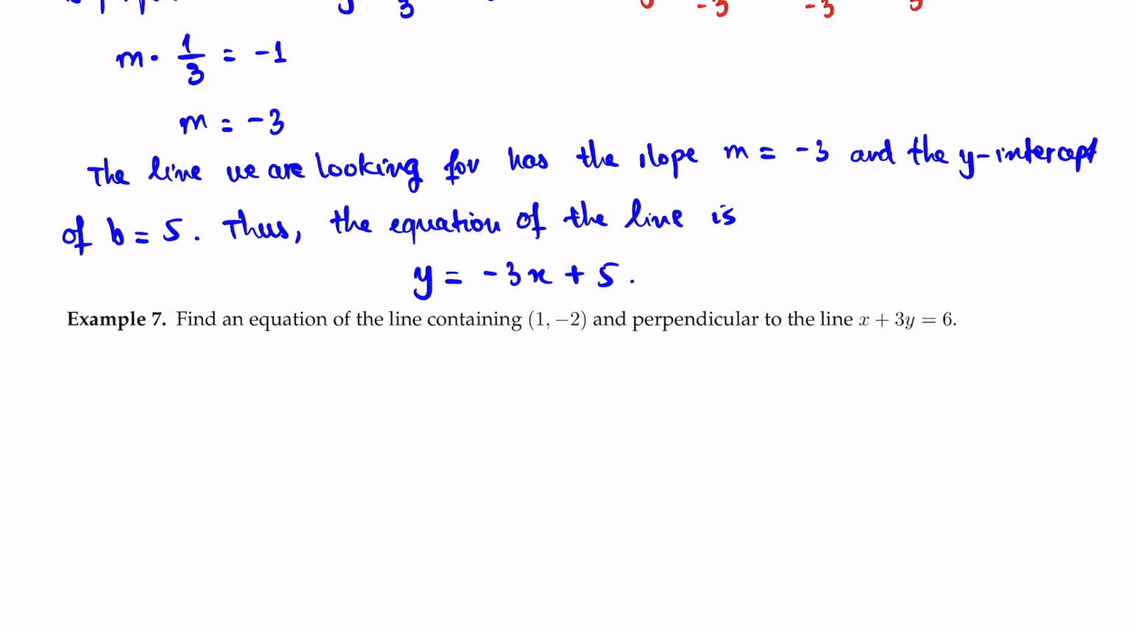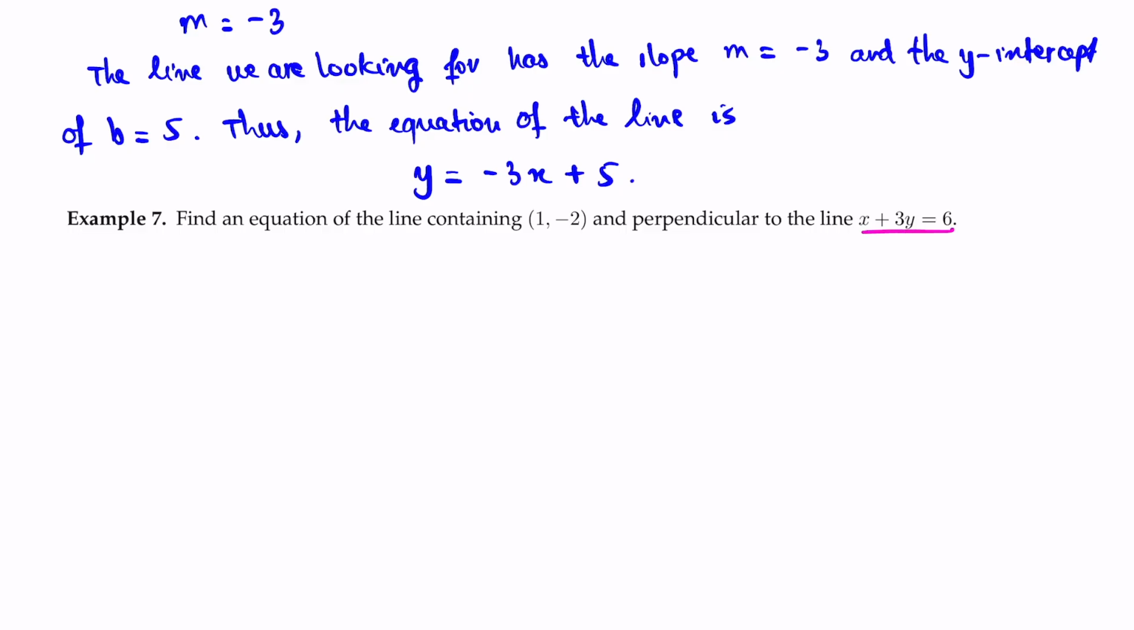So for example 7, let me quickly correct this. From the given line, you can extract some information. You have 3y equals -x plus 6.